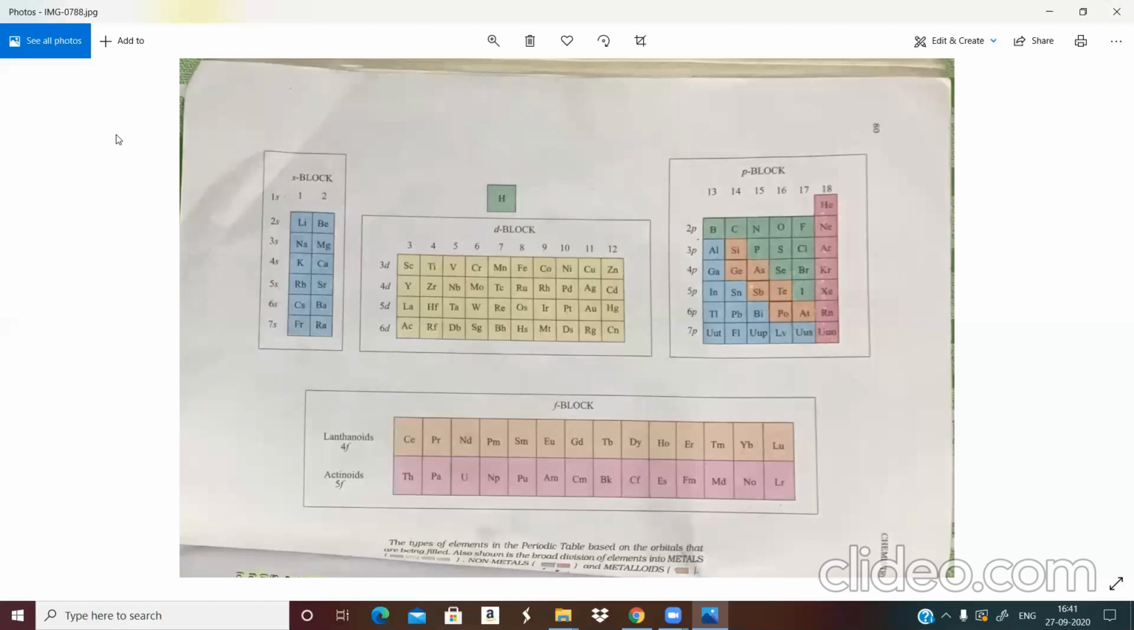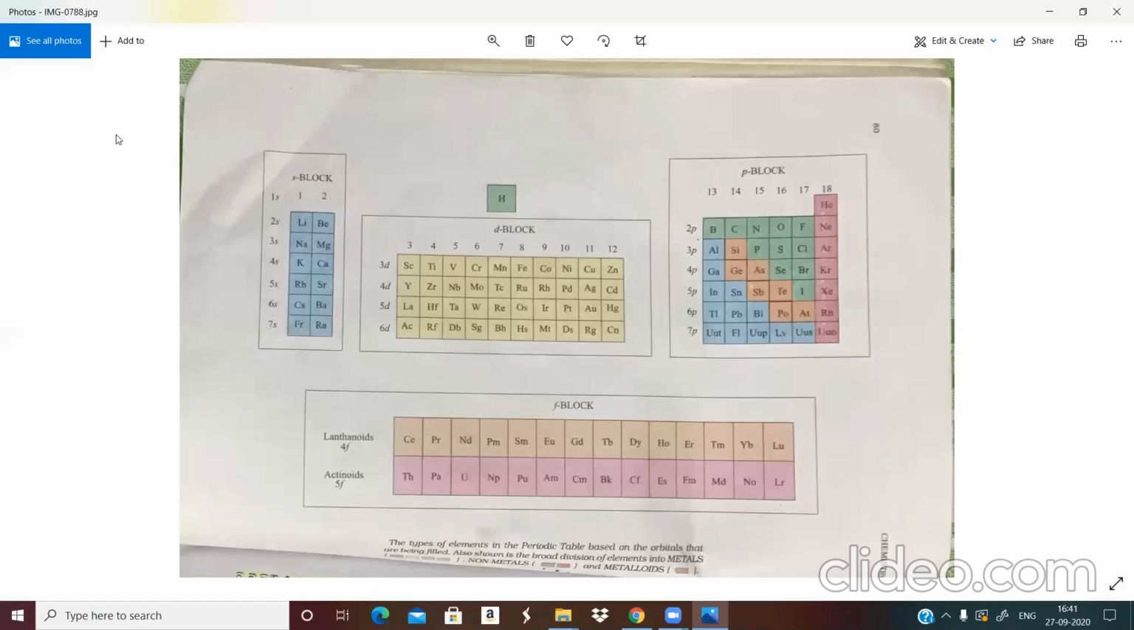These are characterized by the filling of inner d orbital by electrons and are therefore referred to as D block elements. These elements have the general outer electronic configuration of (n-1)d 1 to 10, ns 0 to 2. They are all metals. They mostly form colored ions, exhibit variable valency. They are paramagnetic in nature, and they are used as catalysts.